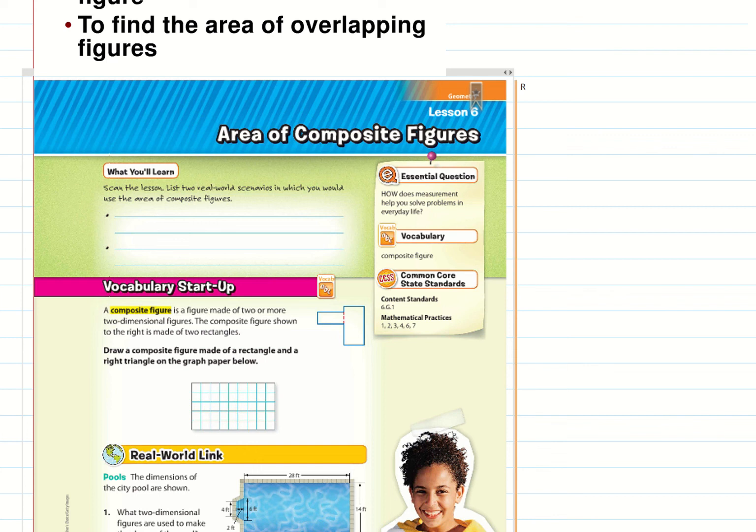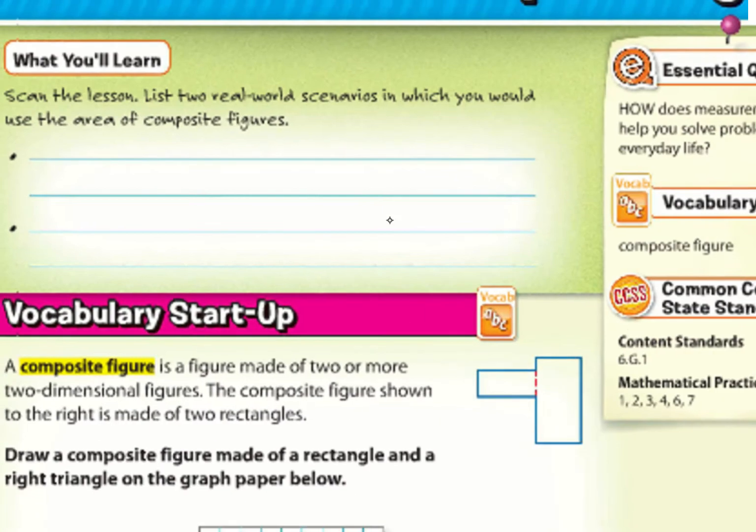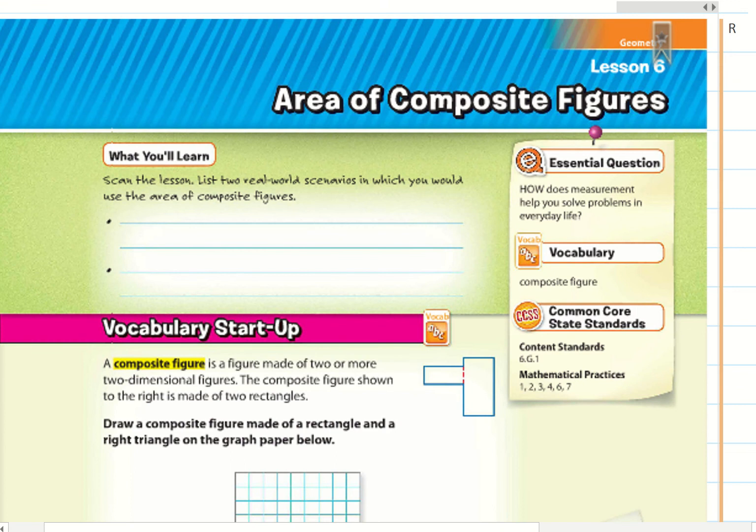Hello, welcome to Chapter 9, Lesson 6. We'll be finding areas in composite figures. Some real-world scenarios are finding the area of a pool. Another real-world scenario is maybe finding the area of a deck.